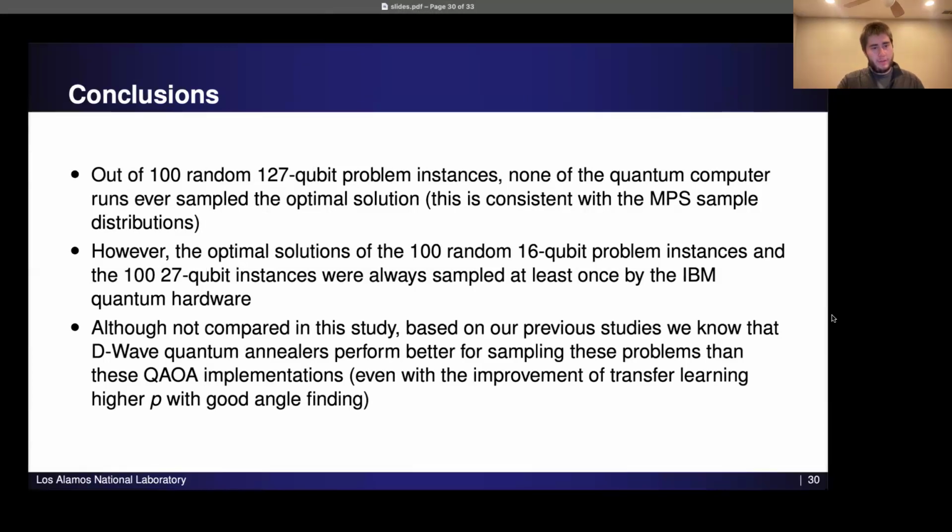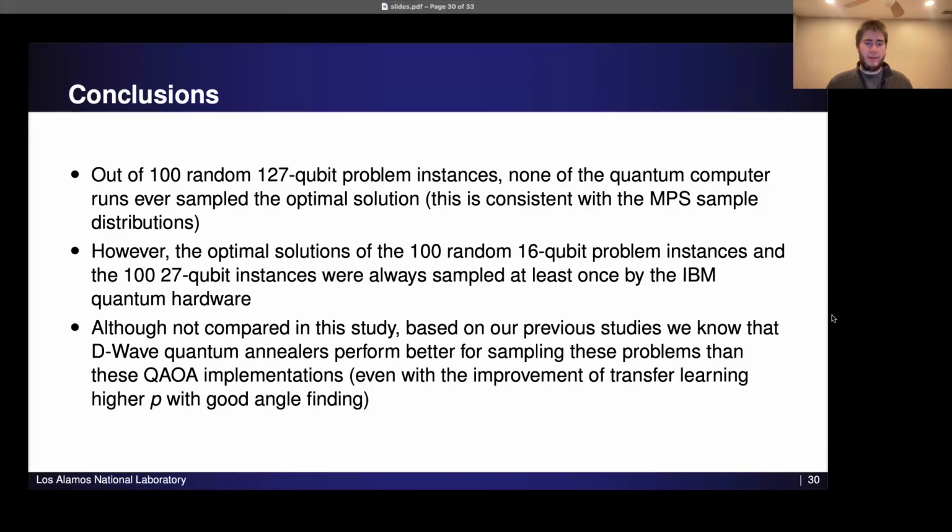Right, and so out of the 100 problem instances that we tested that had 127 variables, none of the quantum computers sampled the optimal solution. And this is consistent with what we saw with the MPS sample distributions. However, for both the 116 qubit and the 127 qubit instances, the optimal solutions were always sampled at least once by the IBM quantum hardware.